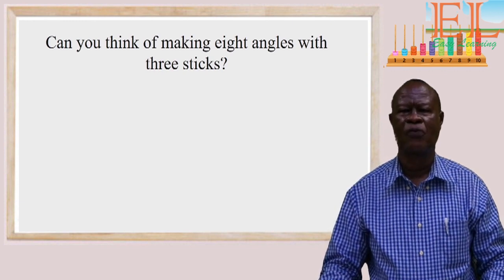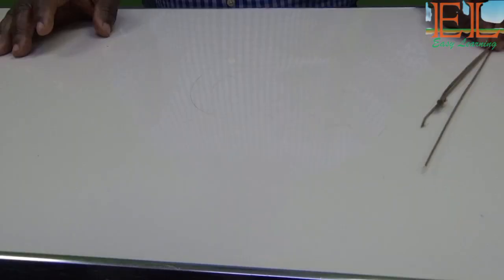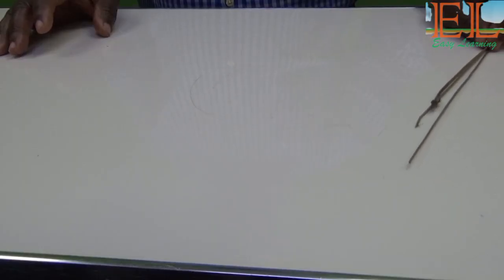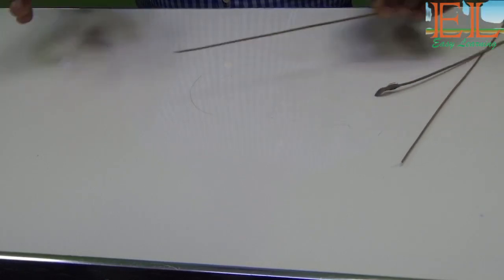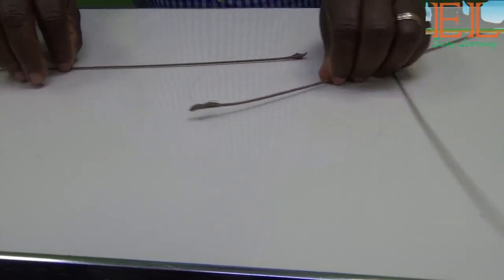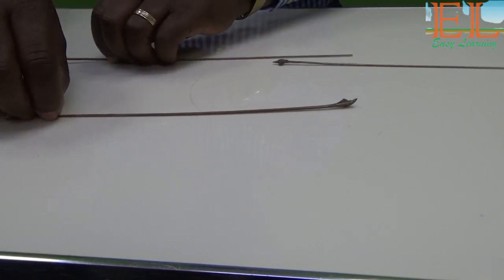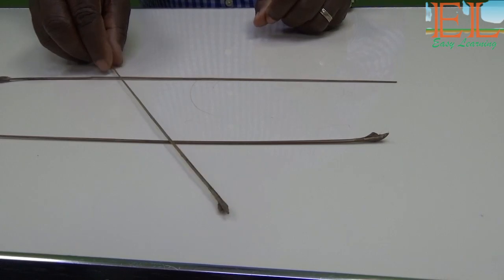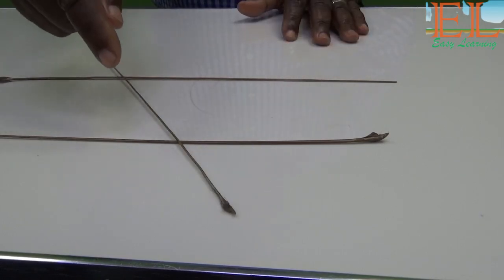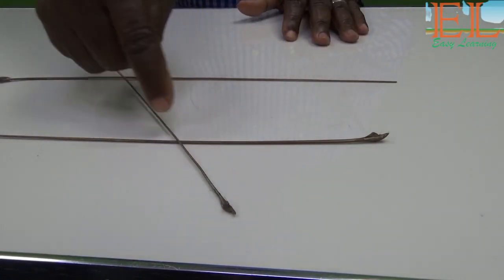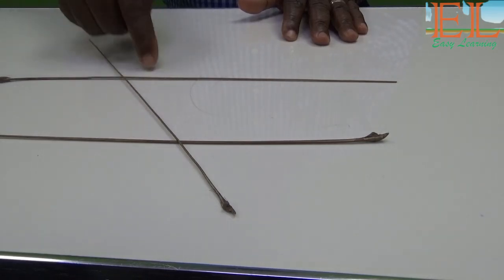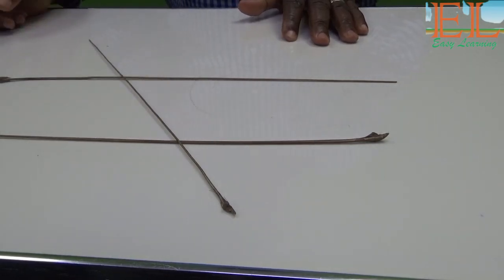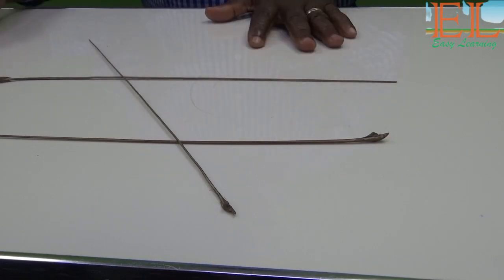3 sticks to form 8 angles. Now we can demonstrate using 3 sticks. So these are the 3 sticks to form 8 angles. If we arrange them in this form, we shall have this across it anyhow, and we can find the 4 angles here at this spot, another 4 angles at this spot, to form the 8 angles we are expecting from the 3 sticks.